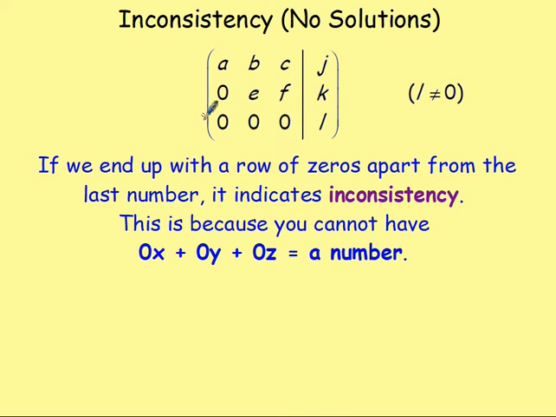Inconsistency. If you end up with a row of zeros apart from what the value would be equal to. So if you have 0x, 0y, 0z, and that equals some number apart from 0, well, that makes no sense. You can't have 0x add 0y add 0z equals, for example, 7. It makes no sense. What does that mean? Well, it means that there are no solutions. You cannot have that, so it is inconsistent.